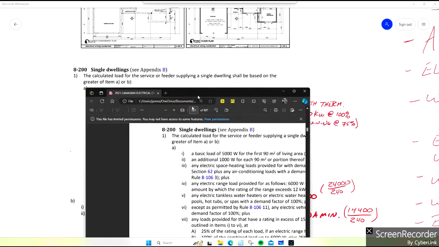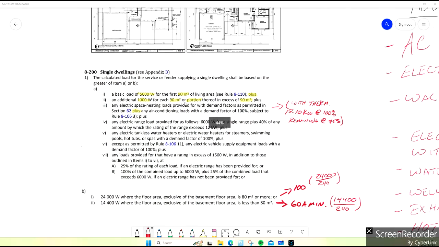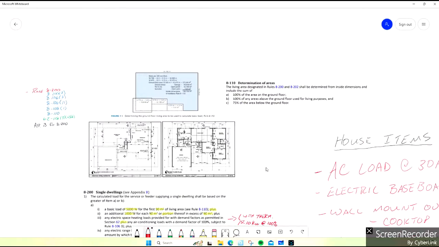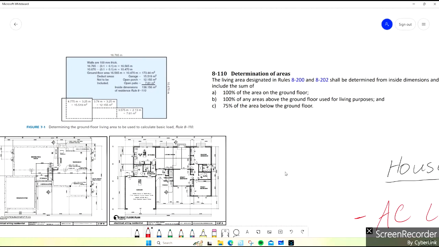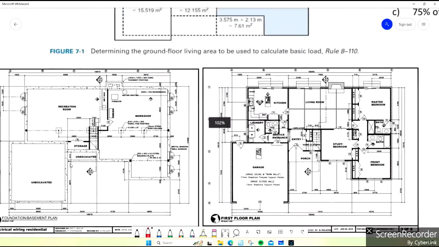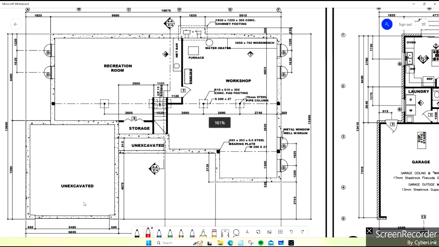All right, so let's go look at our home and let's see how we do this. What I've got up here, and I want to talk about this too: everything, our basic load, is based on living area. If I look at the prints in this residential book, we've got the basement, unexcavated.